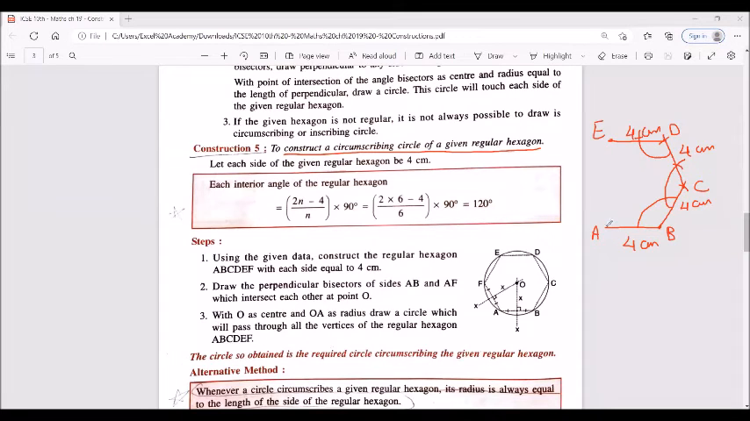And finally, from A, measure an angle of 120 degrees from AB. This time you have to go anti-clockwise. Actually, every time we went clockwise, now we are going anti-clockwise. Again, you draw a line which is 4 centimeters, and this is point F. Finally, join EF. You should get all sides 4 centimeters. This is how you have to draw the hexagon.